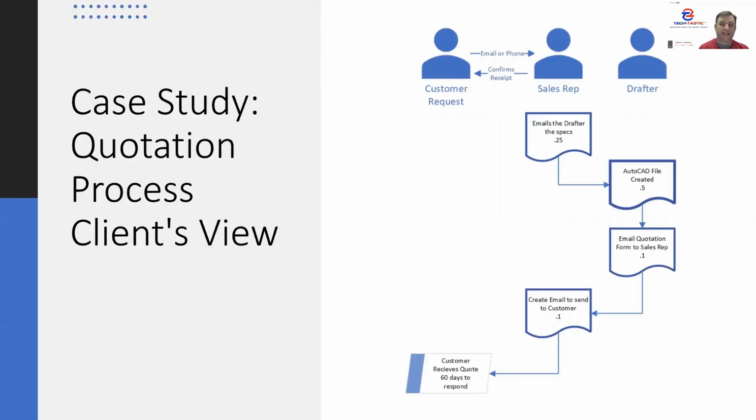So we have our case study, which is a quotation process that a manufacturer uses, and how we improved it using hyperautomation. This manufacturer has several different product lines. This one particular product line that they have to do the quotation with is part of their fabrication line that they provide.